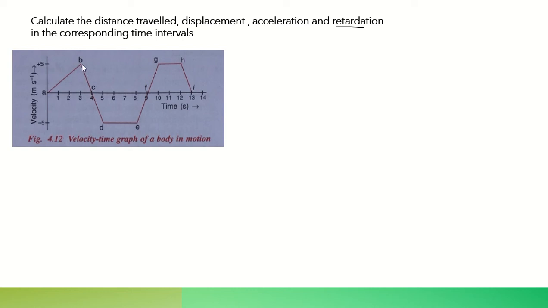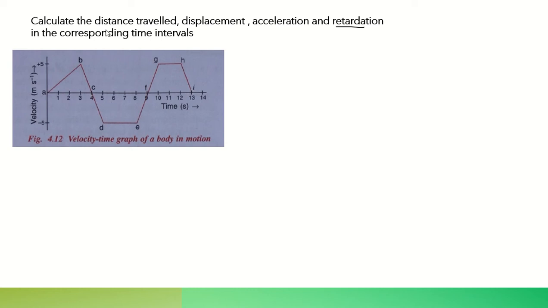So BD has a negative slope, HI has a negative slope, EG has a positive slope, AB has a positive slope. You can understand that, right? See, when time is increasing, velocity is increasing. That means acceleration. And when time increases, if the velocity decreases, then it is retardation. Okay. So let's start solving it one by one.